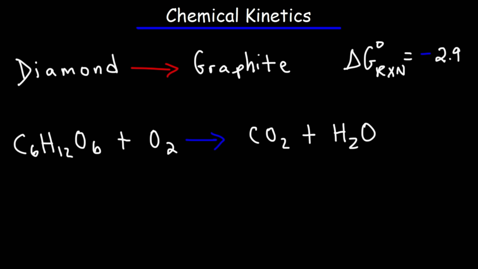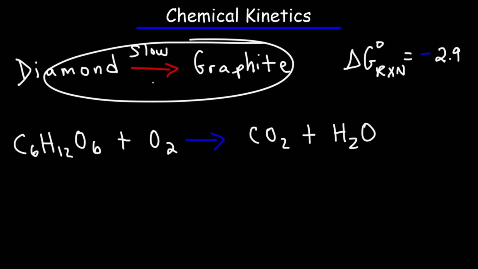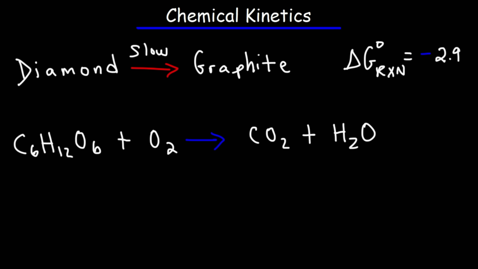However, in real life, if you were to take a piece of diamond, you wouldn't notice any change from diamond to graphite. You can have a piece of diamond for 10 years, it will still look like diamond. And so even though this reaction is energetically favorable according to thermodynamics, the process is so slow that it's not very useful in terms of everyday application. So chemical kinetics would describe how fast this reaction is going. It says basically it's a slow reaction. Thermodynamics basically tells us that this reaction is spontaneous, is energetically favorable.